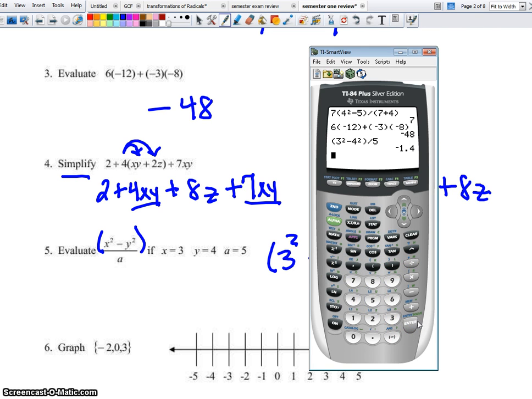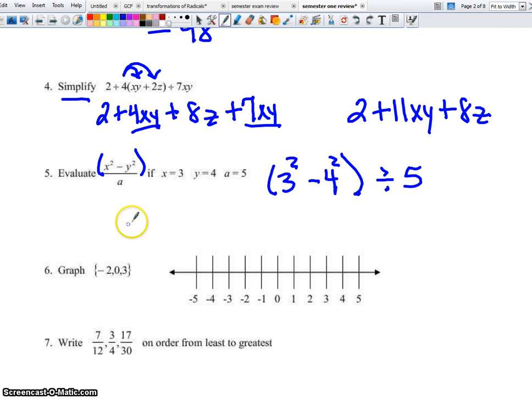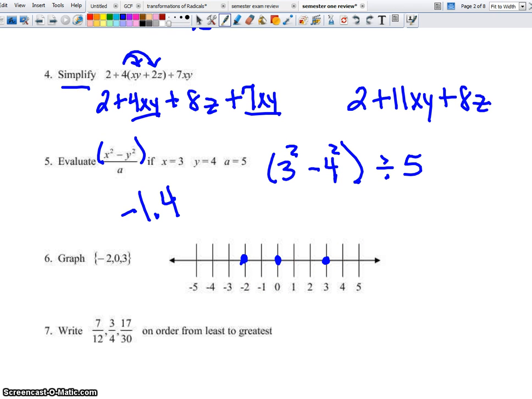And you get negative 1.4. Okay, sorry, I didn't write that answer down, did I? Negative 1.4. The next problem wants you to graph. In other words, you're going to put a dot on the number line at negative 2. So here's negative 2, at 0, and at 3. That one's about as easy as it gets.